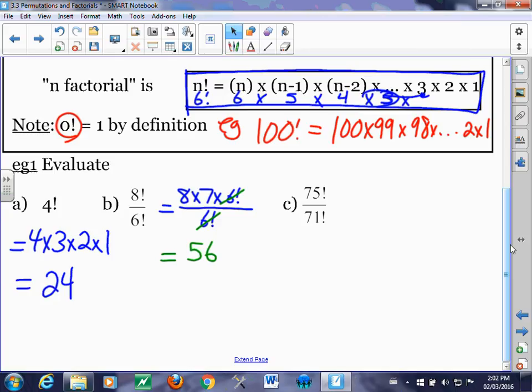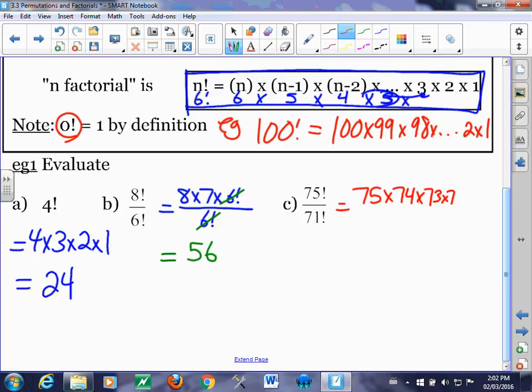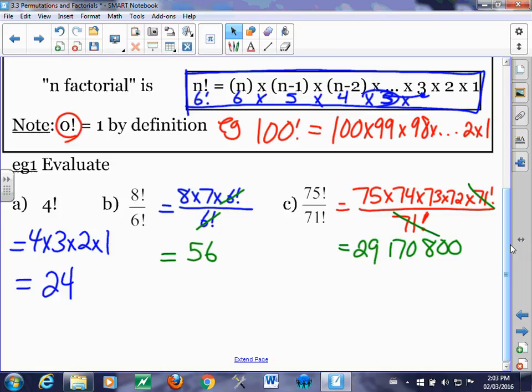Let's try another example here. For C, it's going to be 75 times 74 times 73 times 72 times 71 factorial, all divided by 71 factorial. Then you can cancel out the 71 factorials, and plugging what's left in your calculator, that's a big number: 29,170,800. Good. So if you need help plugging in your calculator, please come see me. Let's keep moving on here.